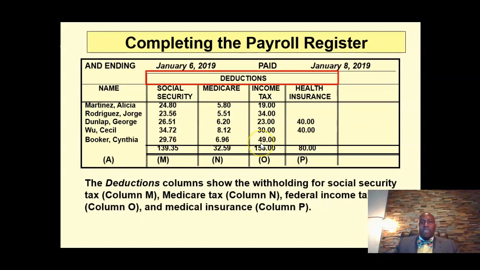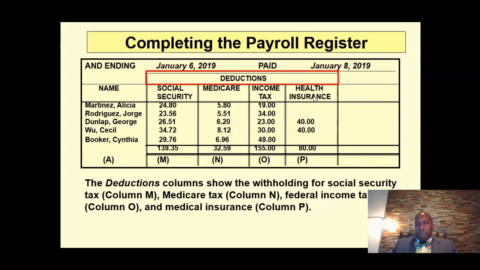Now, the income tax deduction will be based upon those 4 factors: how often they're paid, how much they earn, their marital status, and number of withholding allowances. We will use those wage bracket tables found in Publication 15, Circular E, to determine the amount each employee would have withheld for their federal income taxes.